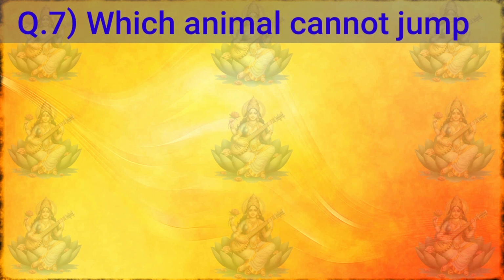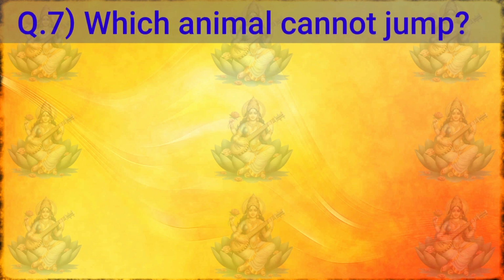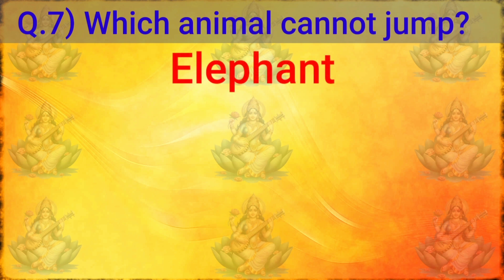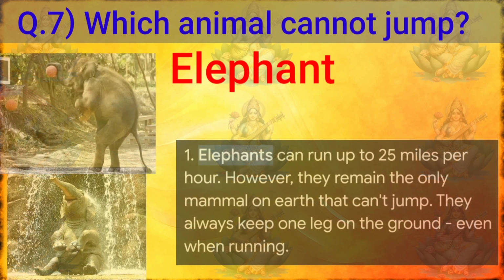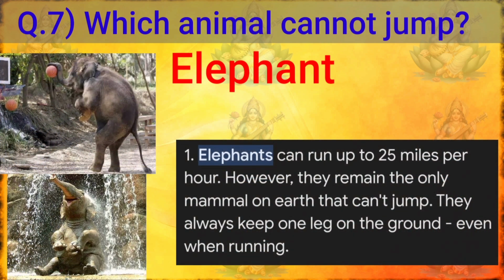The next question is, which animal cannot jump? The answer is elephant. Elephant can run up to 25 miles per hour. However, they remain the only mammal on the earth that can't jump. They always keep one leg on the ground even when running.